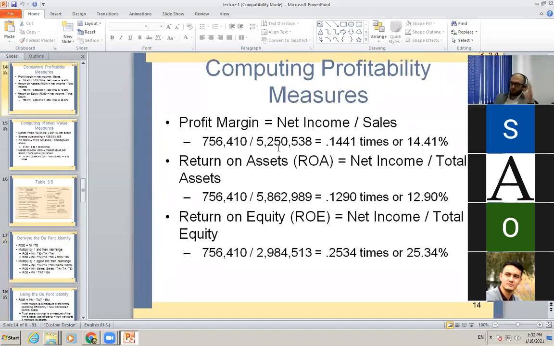Computing the profitability measures, there are some very popular profitability measures: profit margin, return on assets, return on equity. And for financial institutions, it is very popular to use net interest margin, like profit solely generated from earning interest.